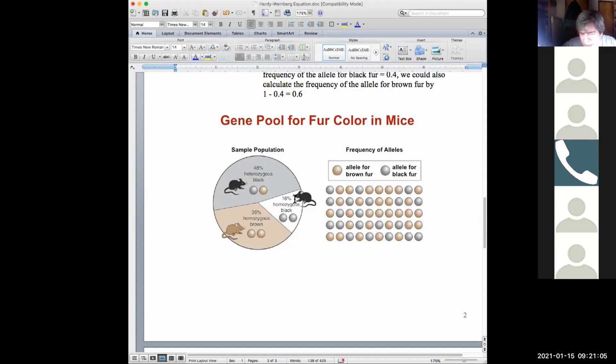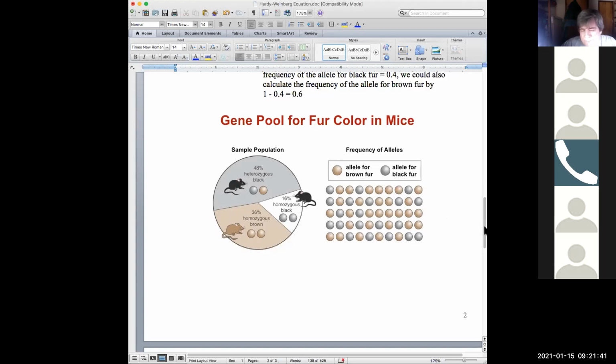Notice if you were just looking at these mice, if you hadn't done genetic analysis, or hadn't looked at the family trees of these mice, you wouldn't know that black was dominant. What you would actually know if you just looked at them is that 36% of these mice were brown, and 48 plus 16, 64% are black. Now, since brown is the recessive characteristic, remember what we said: we would start thinking about this problem in terms of brown.